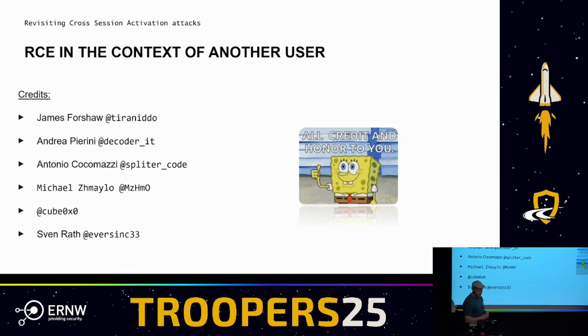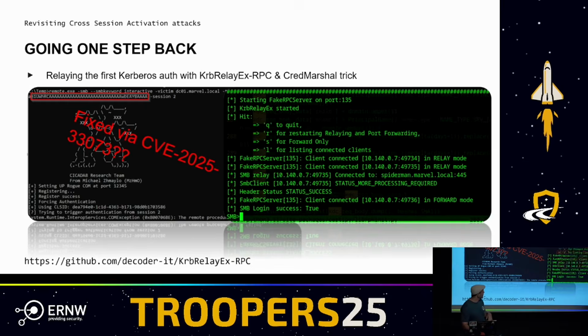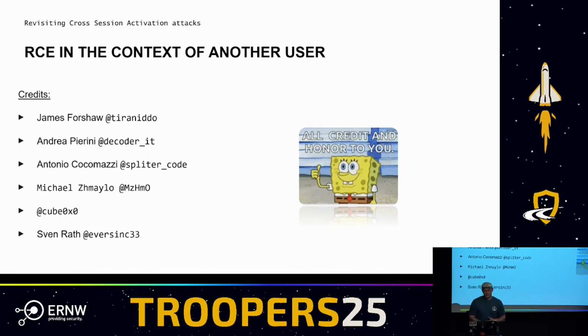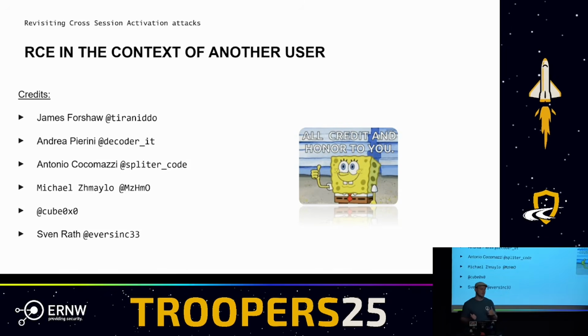I need to give credit to certain people here, James Forshaw in the first place, because he published all the groundwork for everything. What he published is crazy and amazing, and without his publications, nothing else would exist actually. Then Andrea Pierini, because he published with Antonio Cocomazzi together RemotePotato and also SilverPotato later.